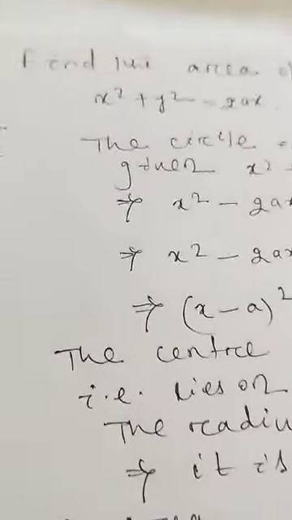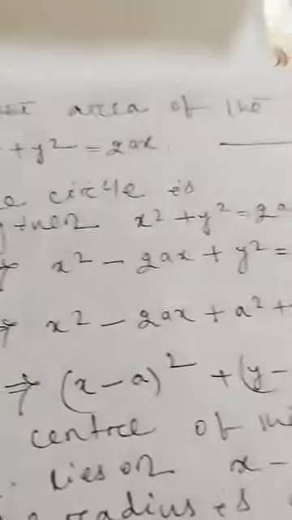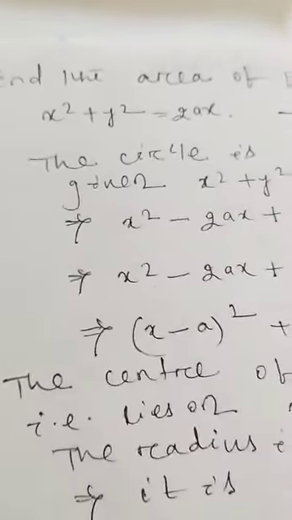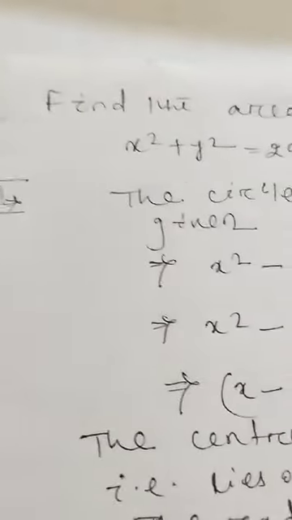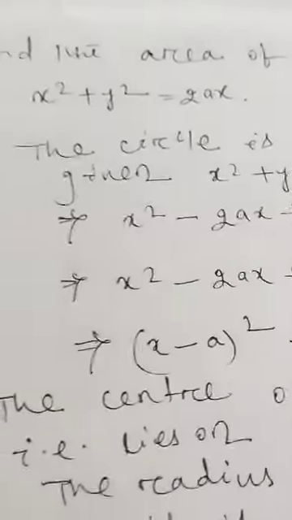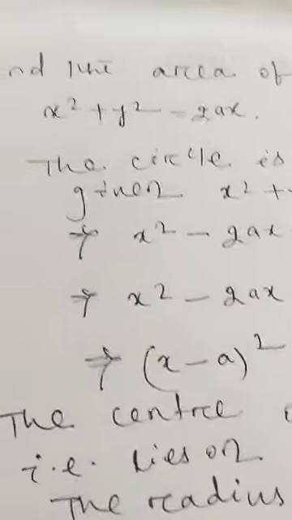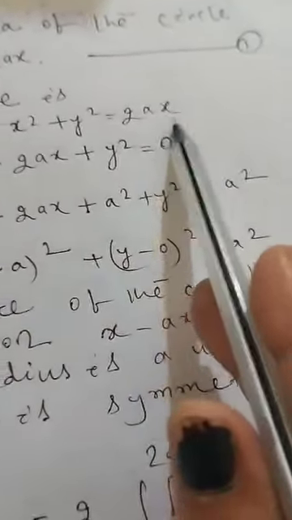Now I start a problem of circle. Find the area of the circle x square plus y square equal to 2ax. Question: find the area of the circle x square plus y square equal to 2ax. Solution: the circle is given, x square plus y square equal to 2ax.